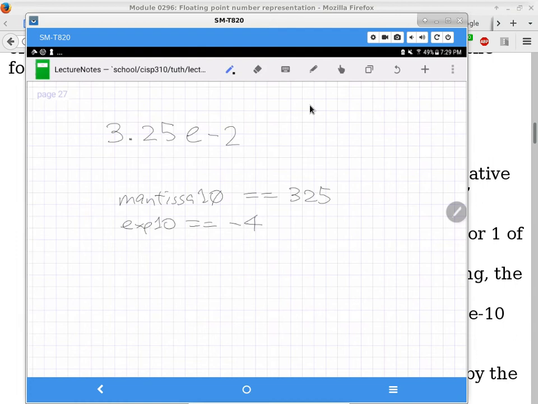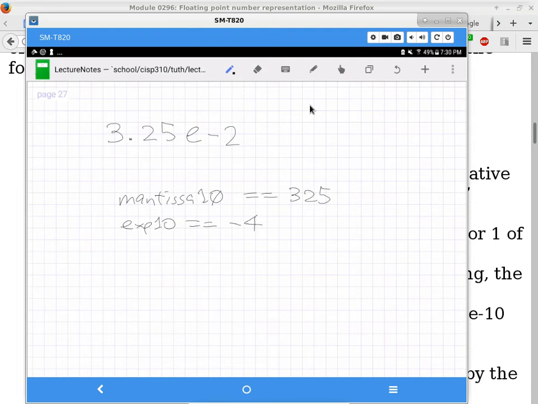That's what I want. Okay, so after you parse this particular string, I want a particular variable or a particular field inside the structure to hold Mantissa 10 to be 325. I want exponent 10 to be -4 because that would still be expressing the same value.